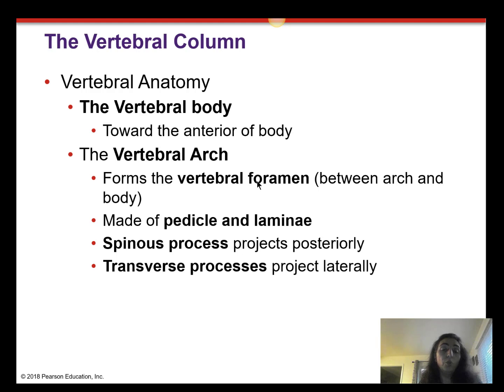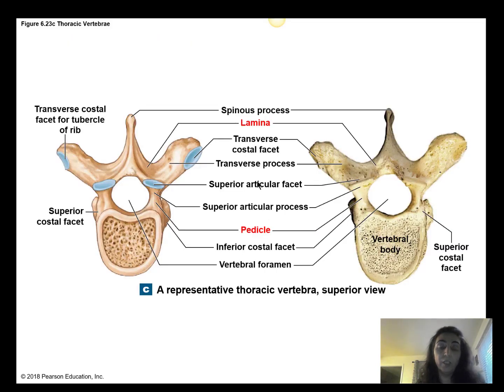I will show you where the pedicle is and where the lamina is, and you have to differentiate these two from each other and recognize the location. Pedicle is closer to the body of the vertebra, and lamina is away from that. Then on the posterior part, we have a spinous process that projects posteriorly, and on the side of that, we have the transverse processes that project laterally.